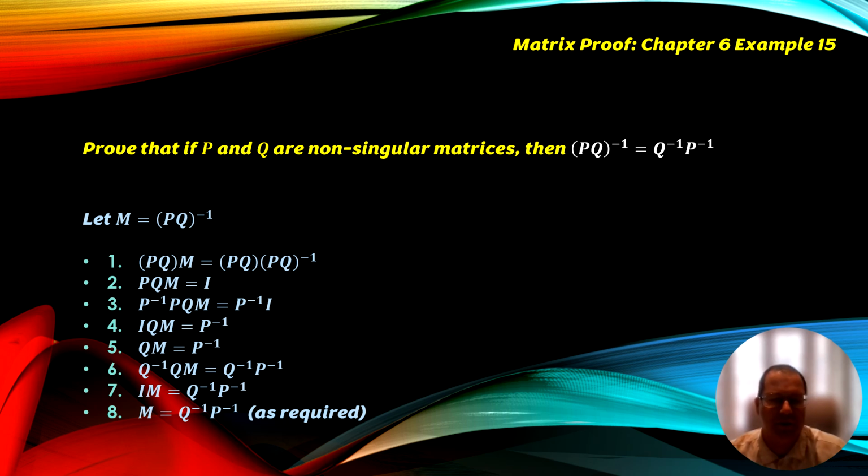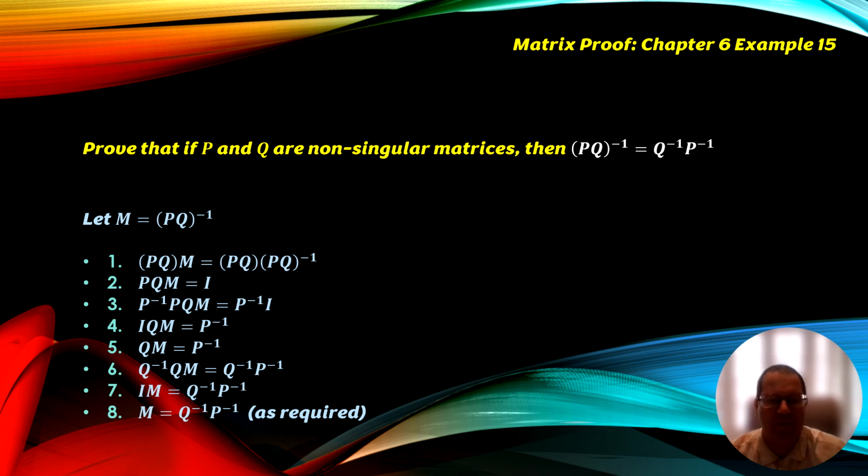So starting with the fact that M equals the inverse of PQ, if we pre-multiply by PQ, we get PQM is equal to PQ times the inverse of PQ, which on the right-hand side will just be the identity matrix. So PQM is equal to I. Then we pre-multiply by P minus 1. So P minus 1 PQM equals P minus 1 I, which just equals P minus 1. And on the left-hand side, P minus 1 P is the identity matrix. So we get that QM equals P minus 1.